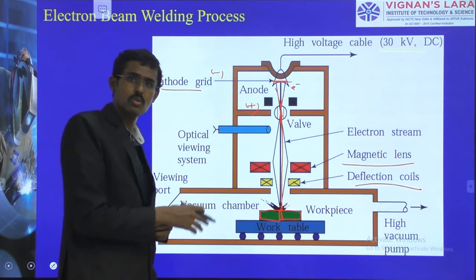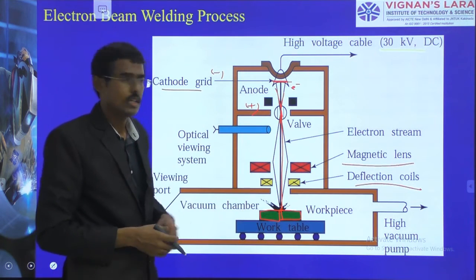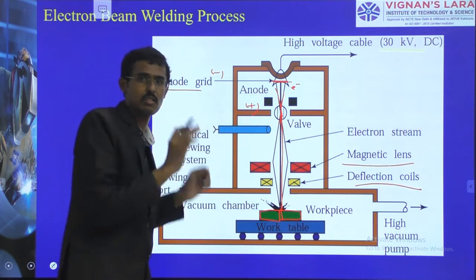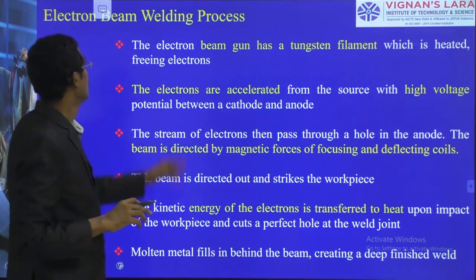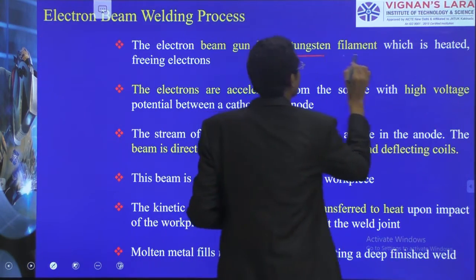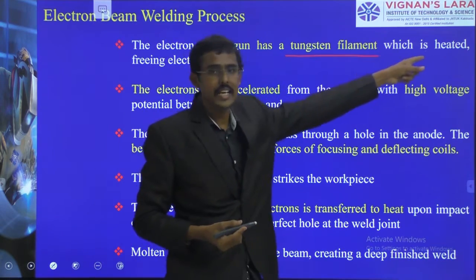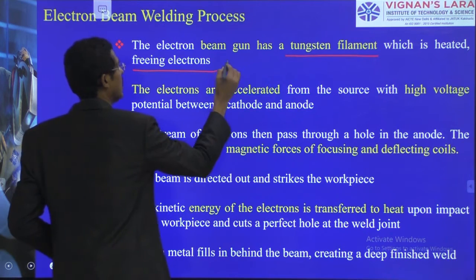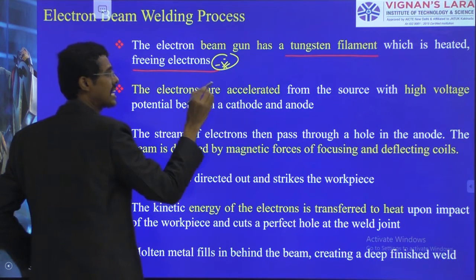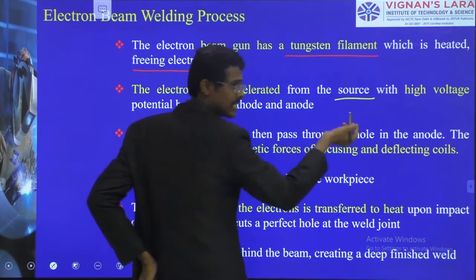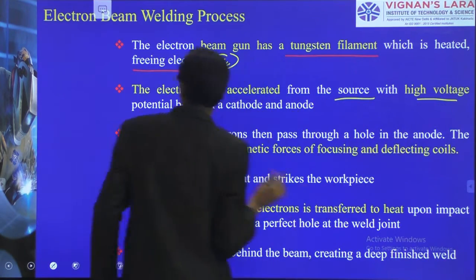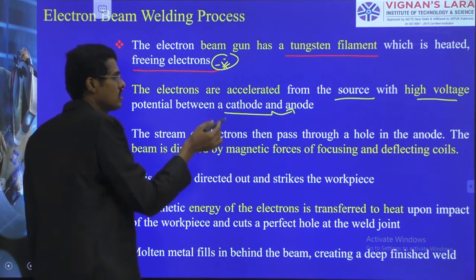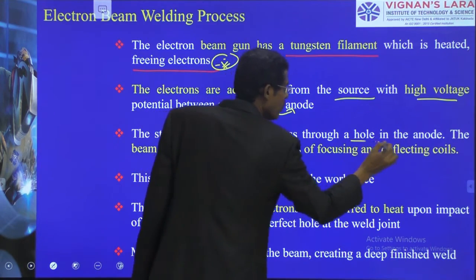No electrodes, no fillers, no shielding gas, nothing is used. Just electrons, high speed, vacuum, with 100% utilization of the electrons released at high speed. The electron beam gun has a tungsten filament, which is heated, freeing the electrons. The electrons are accelerated from the source, the tungsten filament, with a high voltage potential between the cathode and the anode. This stream of electrons then passes through the hole in the anode.